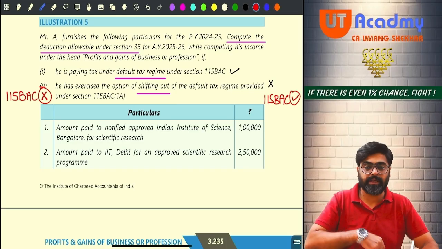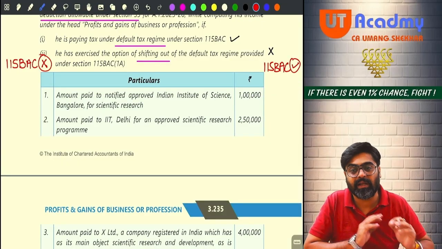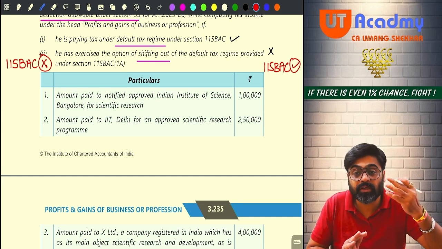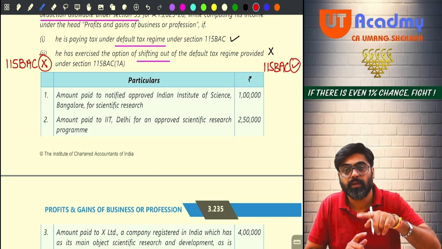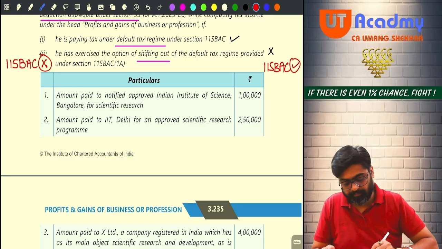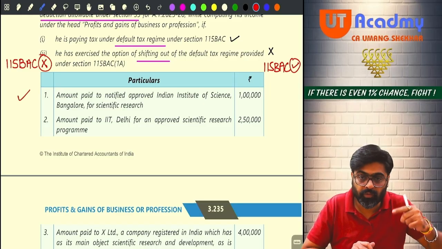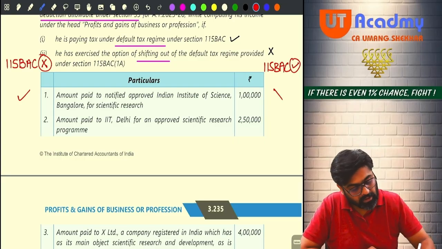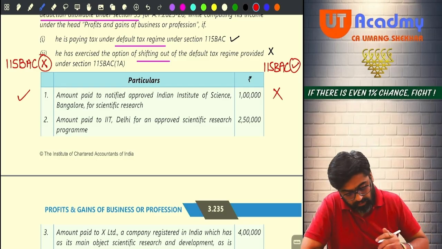Now look at the first expense. Amount paid to notified approved Indian Institute of Science, Bangalore for scientific research. Scientific research donation is made. Approved institution, scientific research donation is made. Donation will be allowed as a deduction if you don't follow 115BAC. But if you follow 115BAC, this 1 lakh rupees of donation will not be allowed. Yes or no?